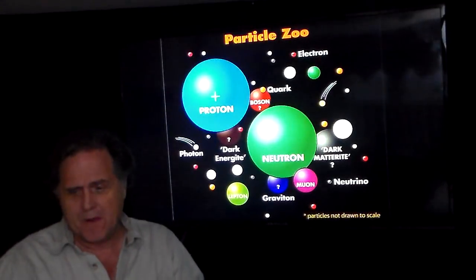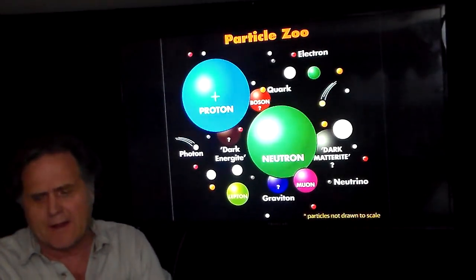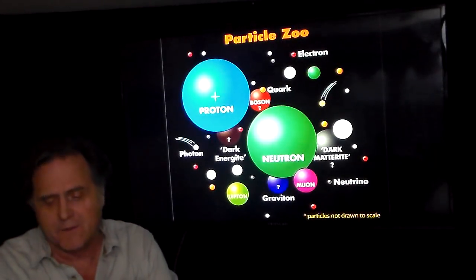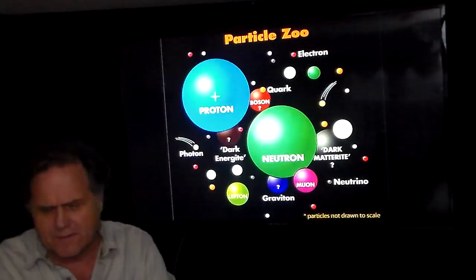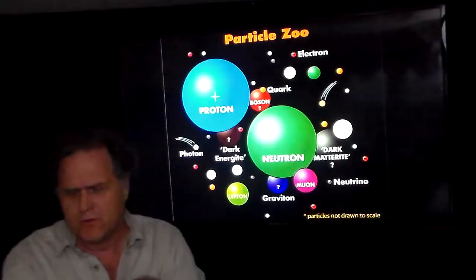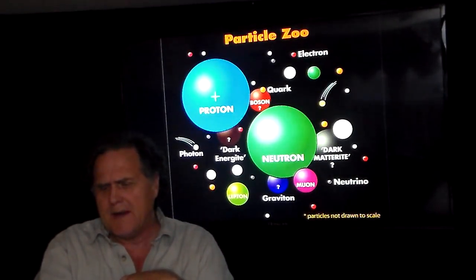And lo and behold, we're talking about particles here. We're in a particle zoo. We got electrons, quarks, bosons, the Higgs boson. We got the dark energies, we got photons, electrons, leptons, gravitons, muons, neutrons, dark matter, right? And who knows, a few other things.